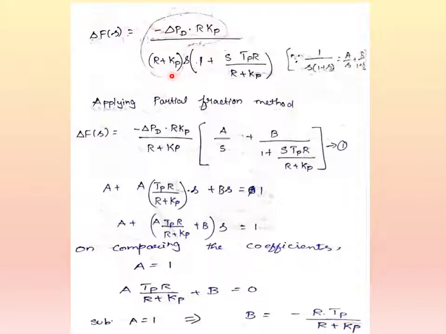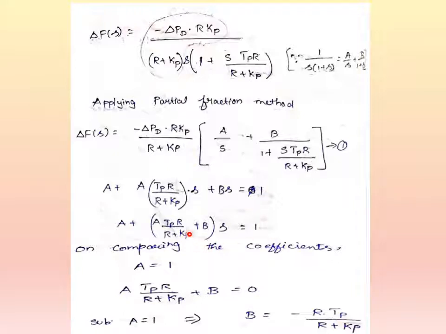In the denominator term, we are going to take R plus Kp into S as common outside. So your expression will be in this form. Now we are going to apply partial fractions for this denominator part. When you apply the partial fraction, your equation will be like this. Kindly recollect how to solve partial fractions.